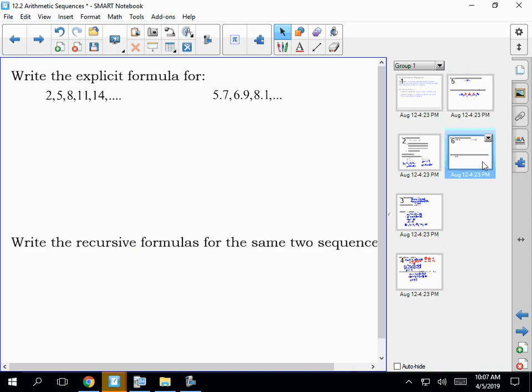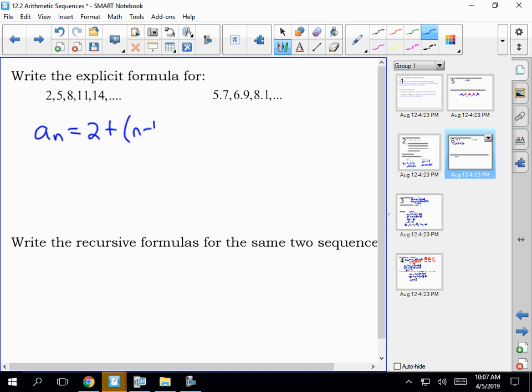So write an explicit formula for this. Explicit formula means a sub n equals, and then we're going to reduce this down if we can. I'm going to show you a connection here. So it's a sub n equals the first term, just 2, plus n minus 1. We got to leave it n minus 1 because it's an infinite arithmetic sequence. It just keeps going up, times d, which is 3. So that's the formula explicitly. I'm going to go ahead and simplify this.